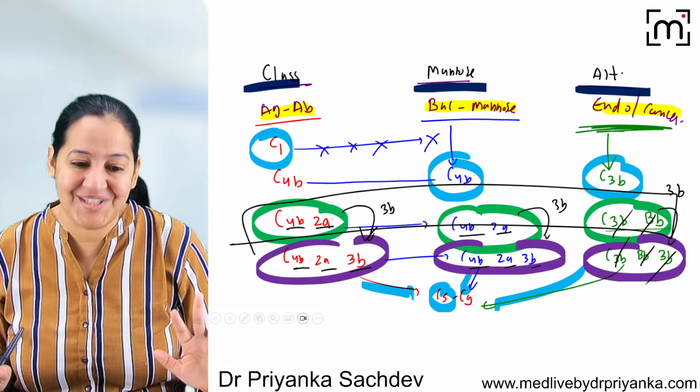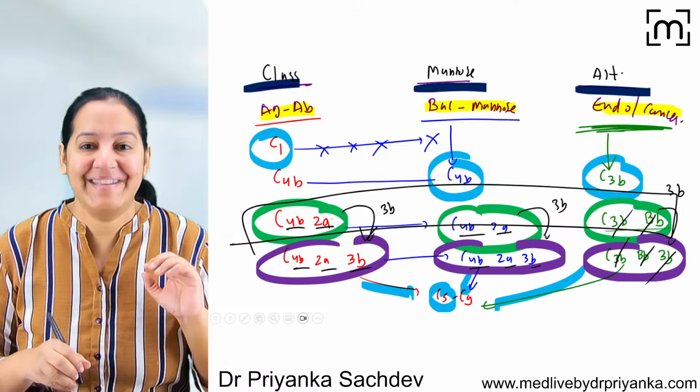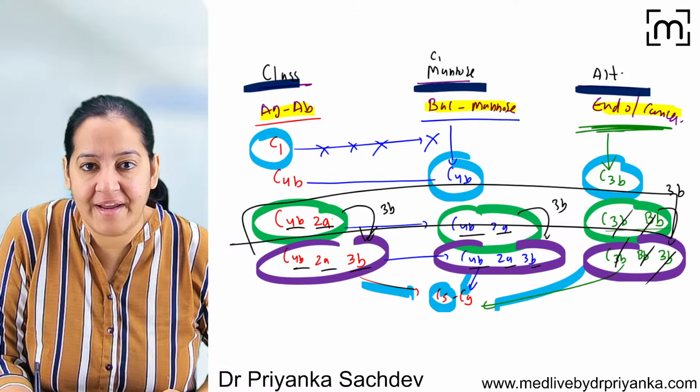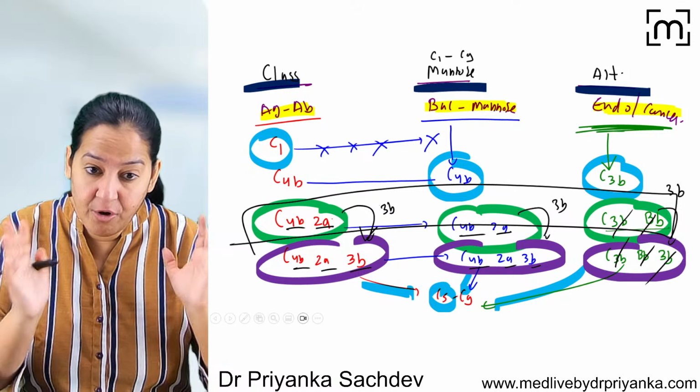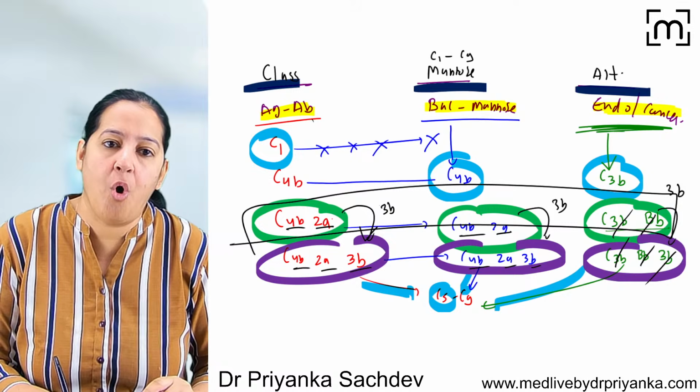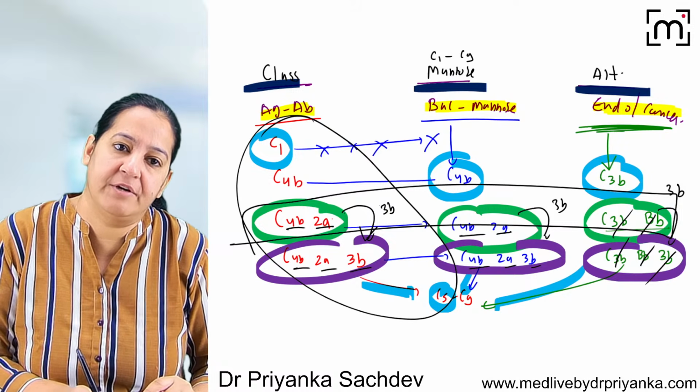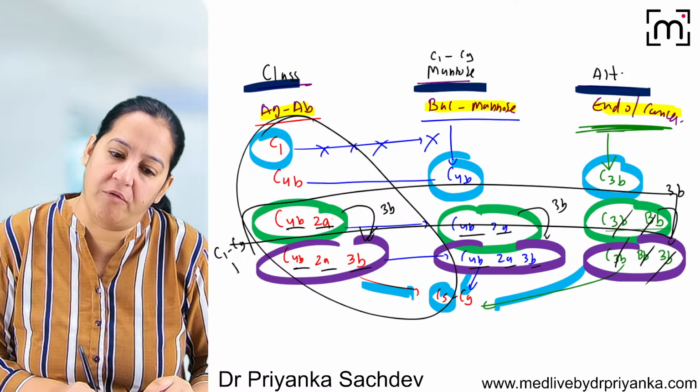Finally, the last question. Out of the total 9, C1 to C9, the level of which will fall in which one? Here all 9 are involved. You can check, C1 to C9. They all are involved, so the level of all will fall.